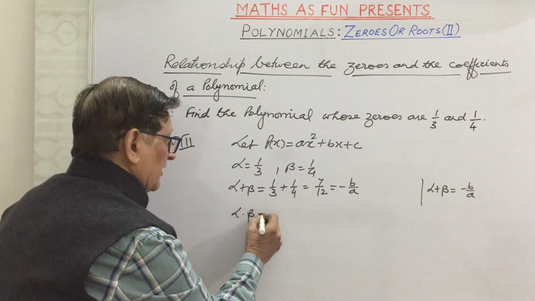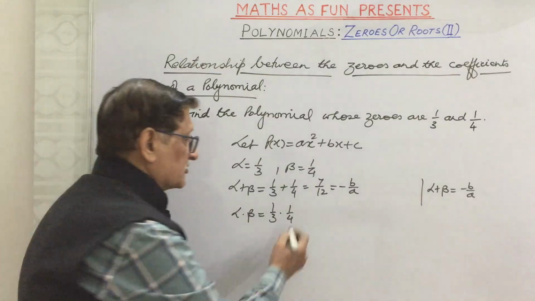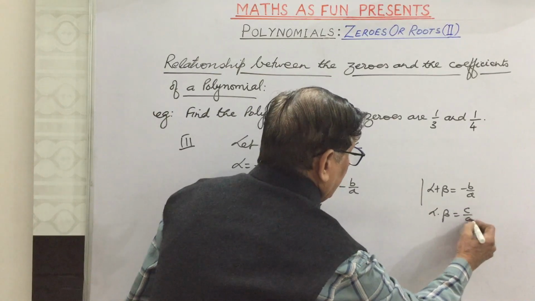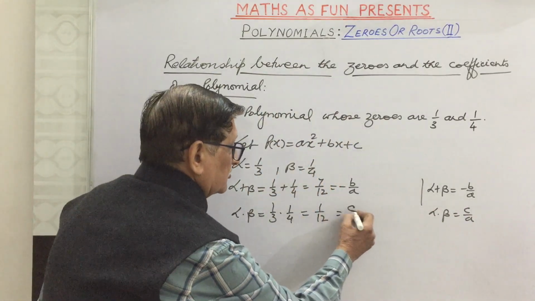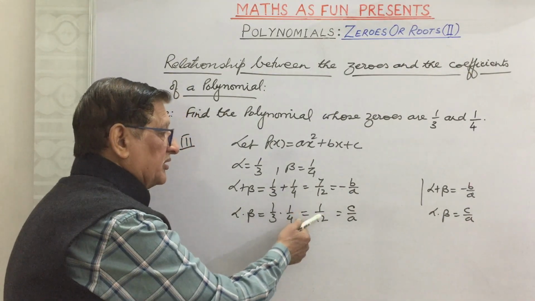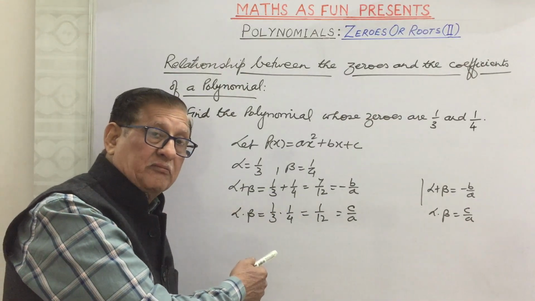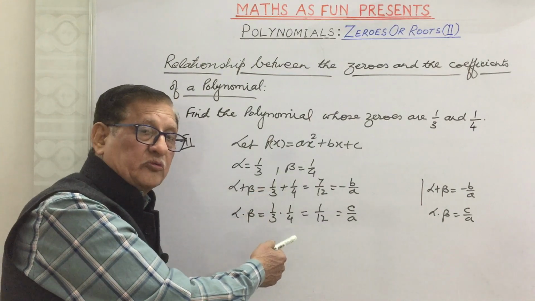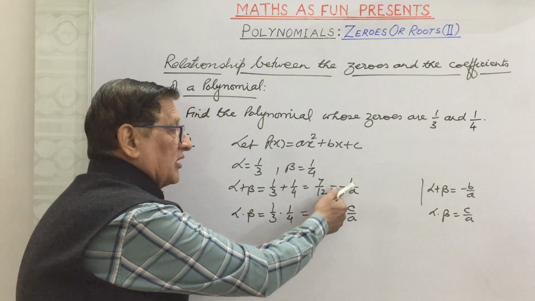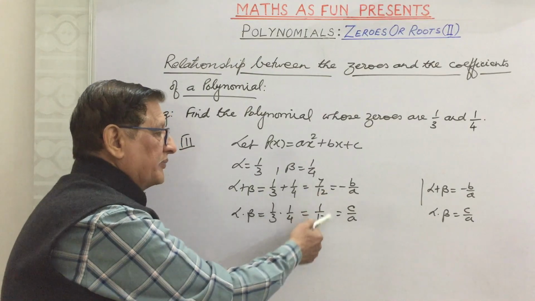Similarly, we write the product alpha into beta, that is 1 by 3 into 1 by 4, which comes as 1 by 12. And we also know that alpha into beta is c by a. So we can write this is equal to c by a. The important part here is that we have to see that the denominator of both these numbers should be same. If it is not same, taking the LCM and multiplying some certain required number, we will make them equal. Why it is so? Because both have the denominator as a. If they are equal, we can take this value as a by comparison.